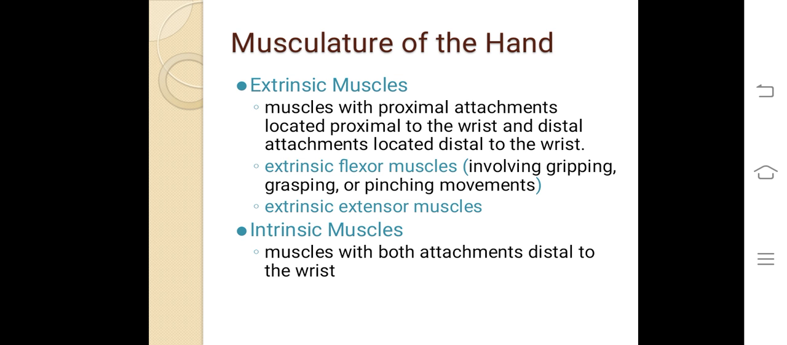There are 9 extrinsic muscles that cross the wrist joint, while intrinsic muscles, with both attachments distal to the wrist, are 10 muscles. The extrinsic flexor muscles of the hand are more than twice as strong as the strongest of the extrinsic extensor muscles. This should come as little surprise given that the flexor muscles of the hand are used extensively in everyday activities like gripping, grasping, and pinching movements, while the extensor muscles rarely exert much force.